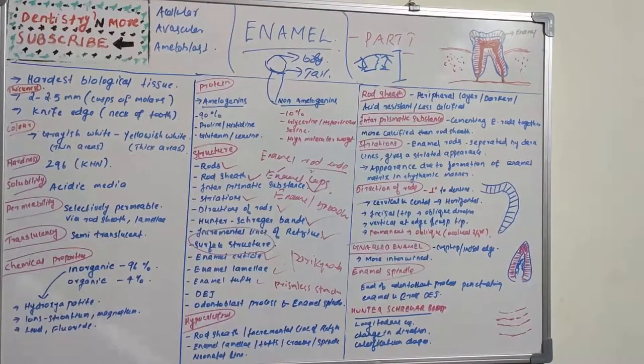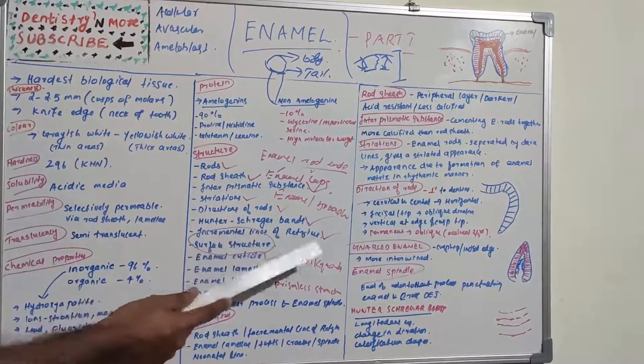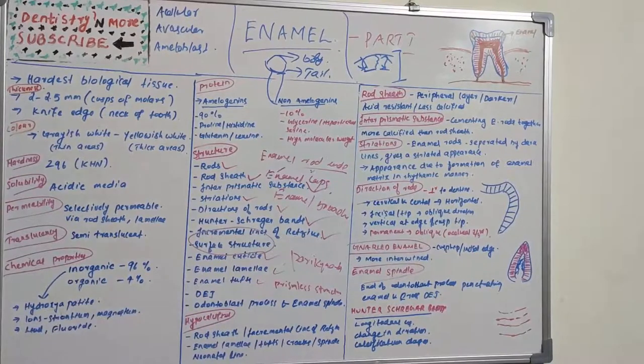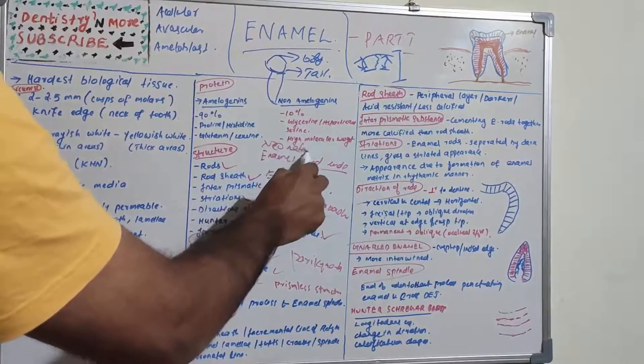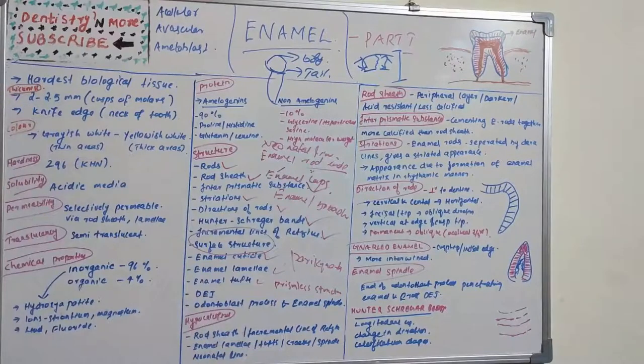Neonatal line, we have neonatal line in the surface structure of enamel. Deciduous teeth develop partly before and partly after birth. The boundary between these two portions in enamel is marked by accentuated incremental lines of Retzius, which is known as the neonatal line. So the neonatal line is nothing but an accentuated line of Retzius, showing the demarcation of the portion formed before and after birth.